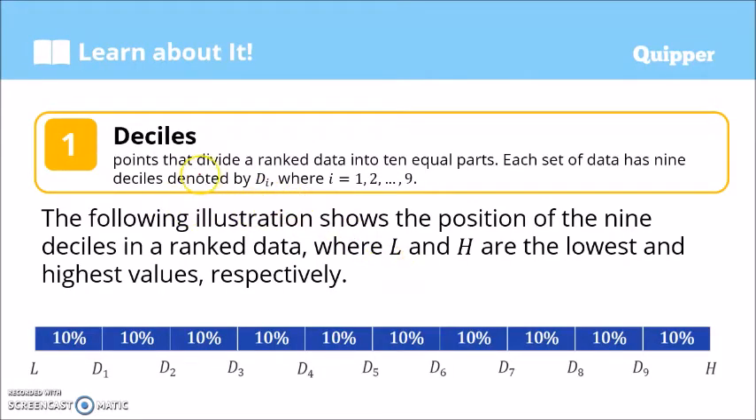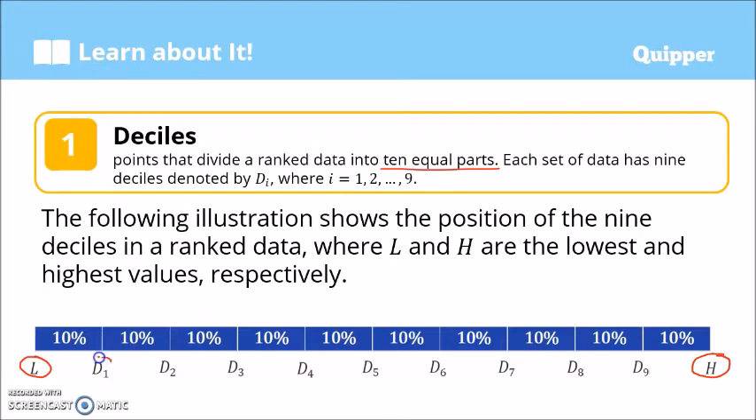Now let's recall that deciles are points that divide a ranked data into 10 equal parts. Again, 10 equal parts. However, for our decile, we only have D sub 1, D sub 2, up to D sub 9. So, we only have 9 deciles. So, this illustrates the 9 deciles in a ranked data. Let's say this is the data set. We have here the lowest score, and this is the highest score, or the highest value.